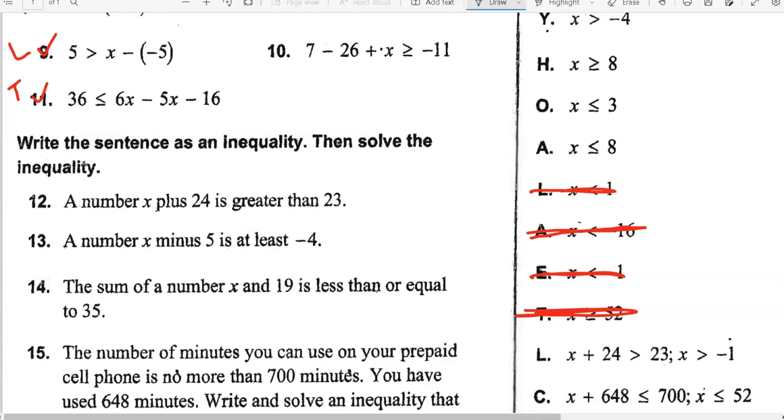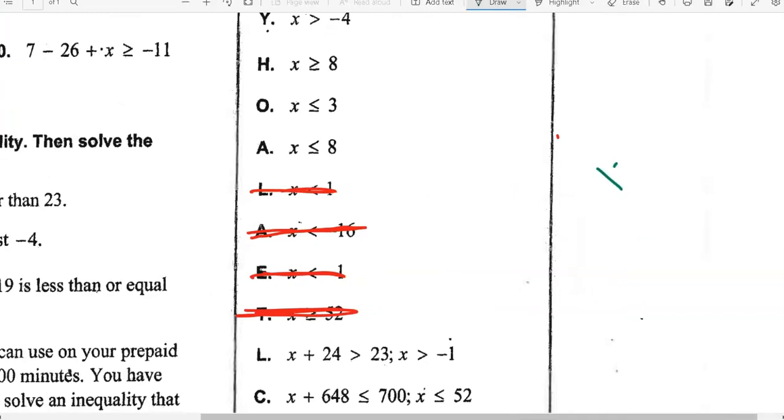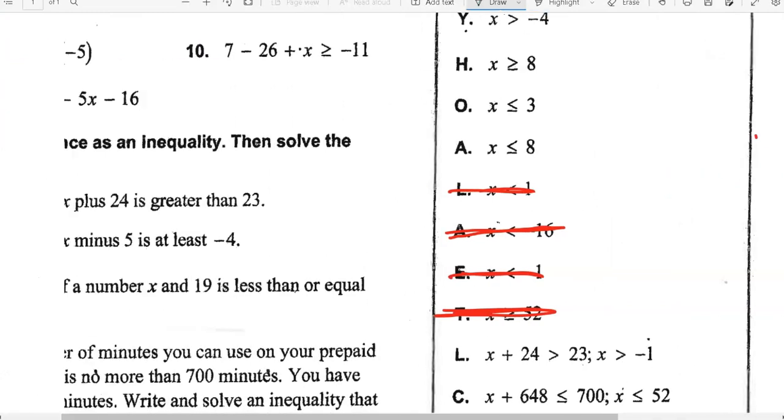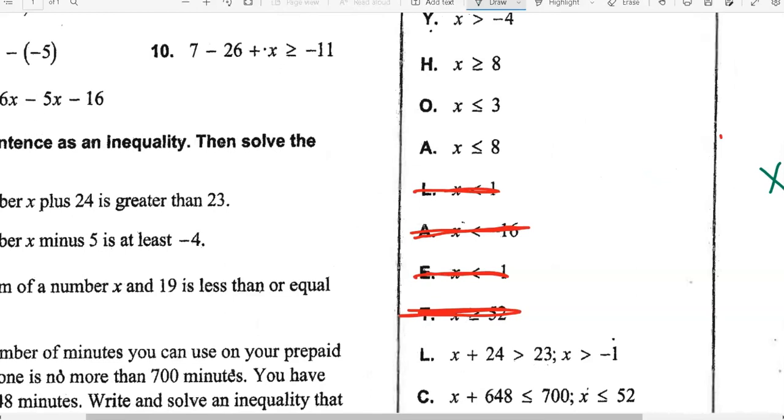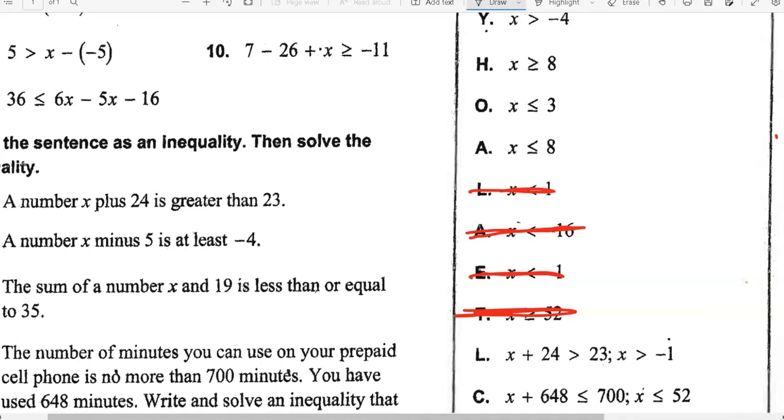Well, yeah, you got to set it up and then you got to solve it. So a number minus 5, let's start that. What does that look like? X minus 5, beautiful. X minus 5 is at least negative 4. So does that mean it's going to be bigger or smaller than negative 4? It's going to be bigger than negative 4, right? Now, did it say it could be equal to negative 4? It did not specify that it could be. It didn't say negative 4 or bigger, right? It just says at least negative 4.